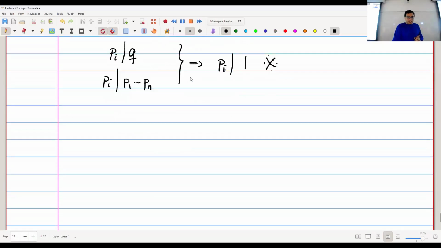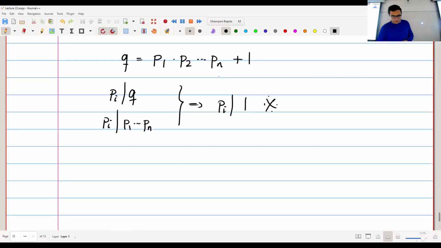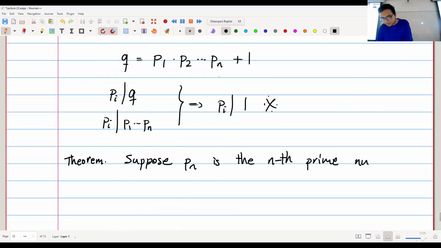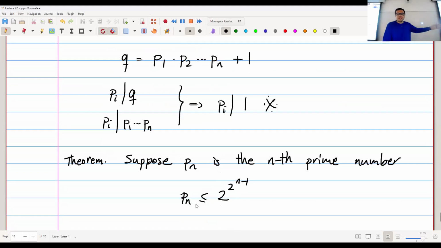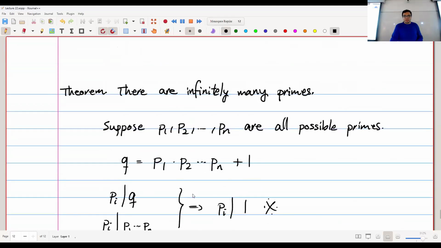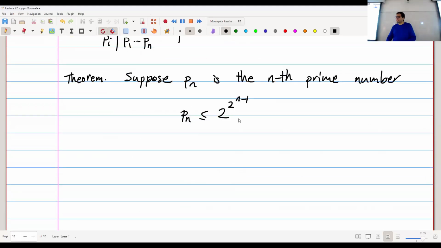One last point, and you can just use induction on the previous theorem to prove this. And this is the next theorem. I want to say, suppose Pn is the nth prime number. So for example, P1 would be 2, P2 would be 3, and so on. Then I have that Pn is less than or equal to 2 to the power of 2 to the power of n minus 1. I'm just going to tell you how to prove this. I'm not going to actually give you the proof. You just do an induction and you say, suppose this holds for all the previous prime numbers. So it holds for P1, P2 to Pn minus 1. Now, what do I know about Pn? I know that Pn is less than or equal to the product of the previous primes plus 1. And that's enough to prove this. Just put it into the induction and you'll see.